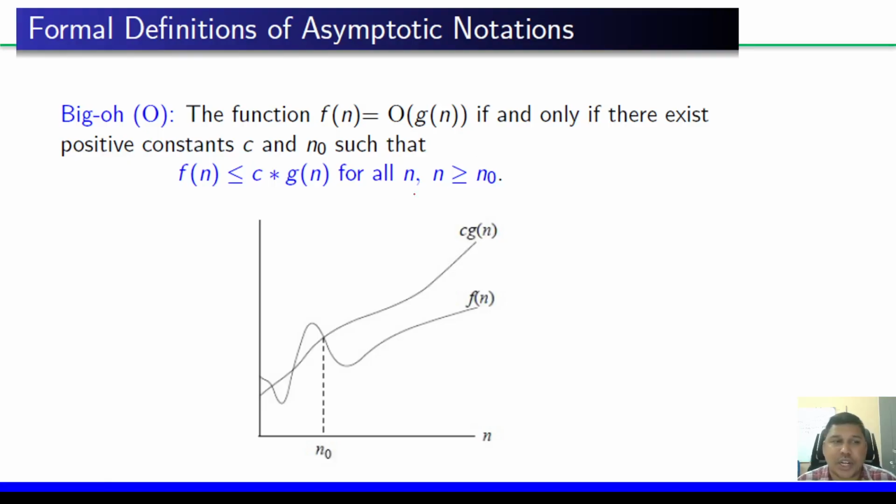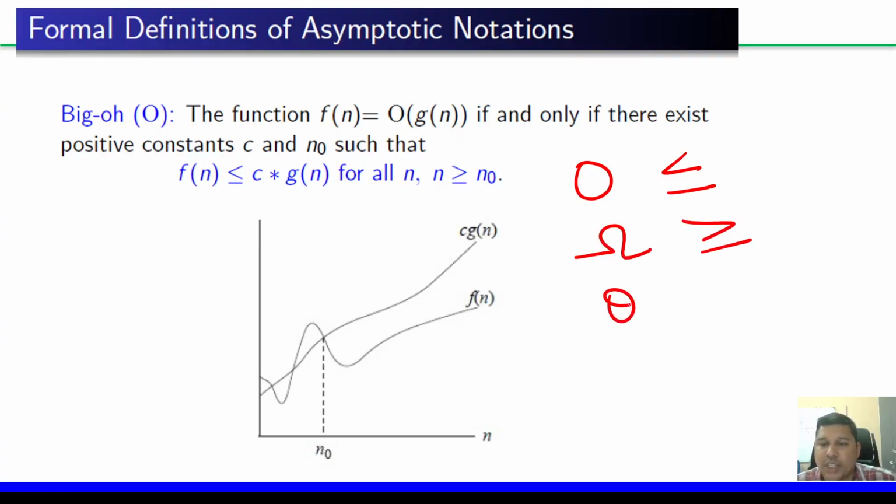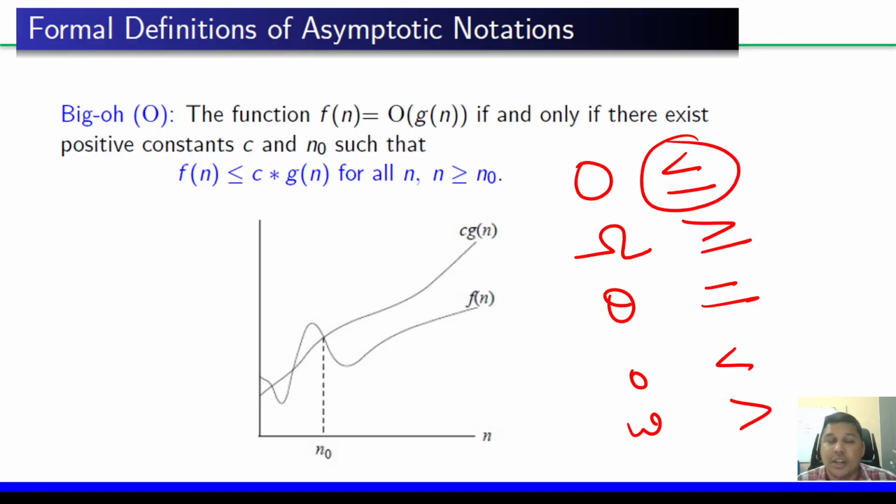We already studied about these notations, when we have to use them. If I write it quickly, big O is for less than or equal to, omega is for greater than or equal to, theta is for equal to, little o is for strictly less than, and little omega is for strictly greater than. Right? So what is this less than or equal to? What is the formal definition of this?